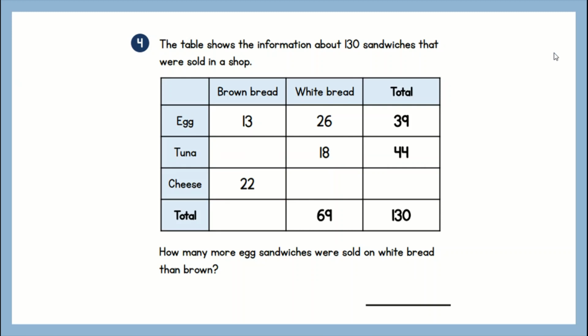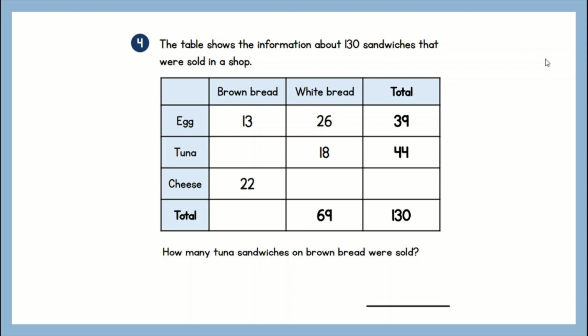Question 4. The table shows the information about 130 sandwiches that were sold in a shop. How many more egg sandwiches were sold on white bread than brown? We have our egg sandwiches, 26 on white bread and 13 on brown bread. We need to take them away from each other. 26 minus 13. 6 minus 3 is 3. 2 minus 1 is 1. 13 more sandwiches were sold on white bread than brown.